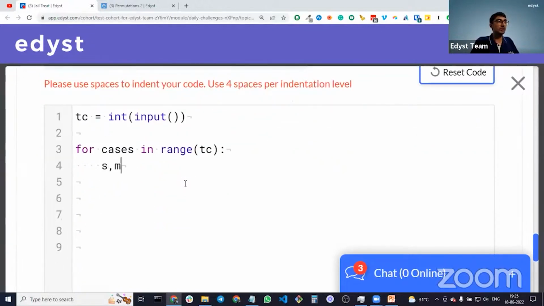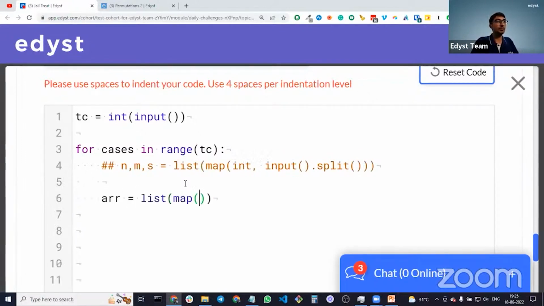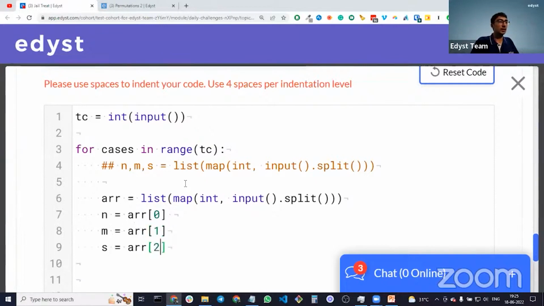So just a quick one: N, M, S = list(map(int, input().split())). You can do it like this for those of you who are very fast with Python. Another way of looking at it is, let's say ARR = list(map(int, input().split())), right? And here N is going to be ARR[0], M is going to be ARR[1], and S is going to be ARR[2].